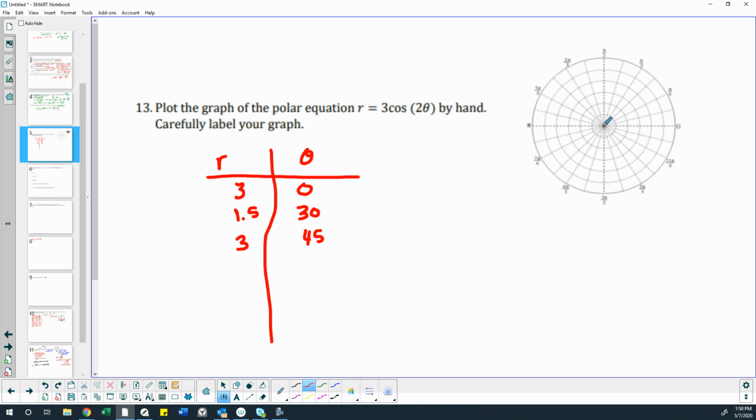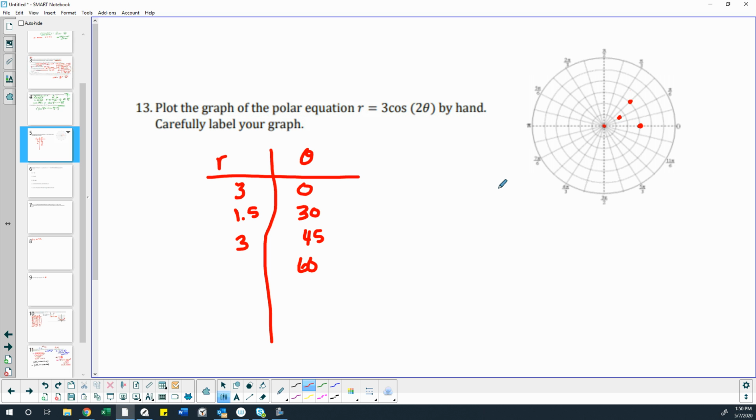All right, so I'm going to start at angle 0, radius 3, which is right here. And then at pi/6, we have radius 1.5. And then at pi/4, we have radius 3 again. I'm just going to keep going. This just goes to show how much I don't have memorized. Like after I teach it to you guys, it goes in and out.